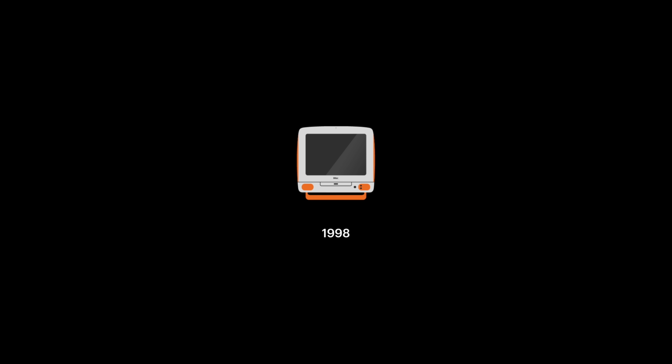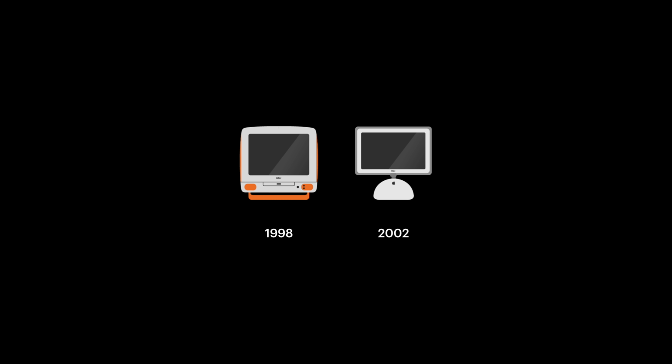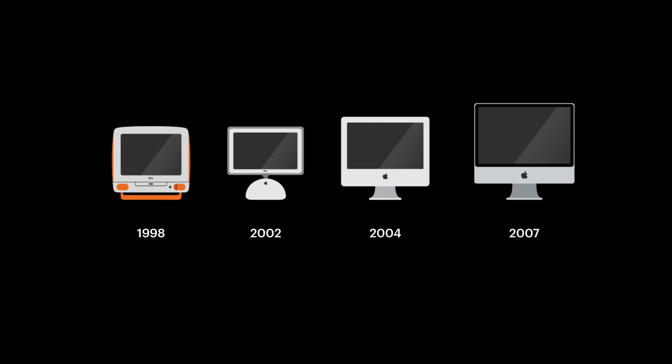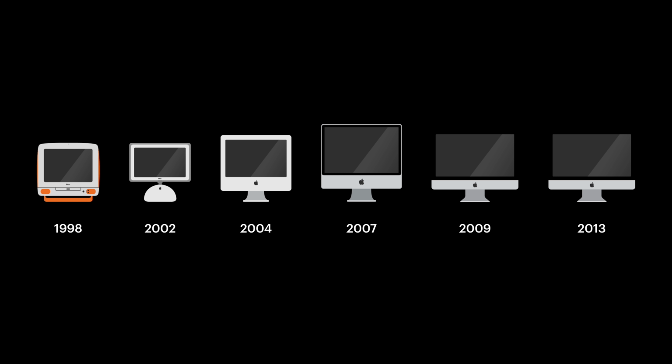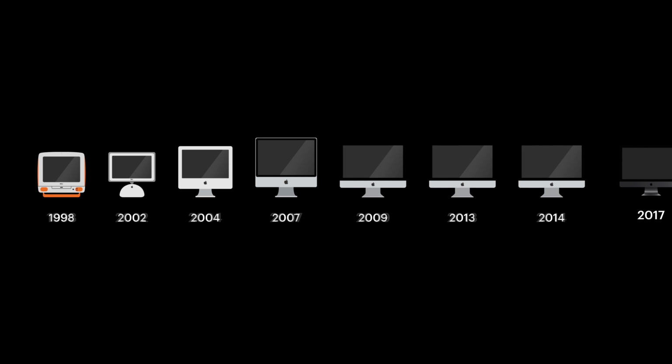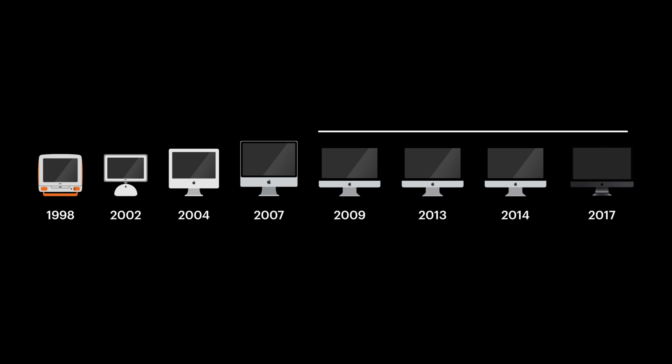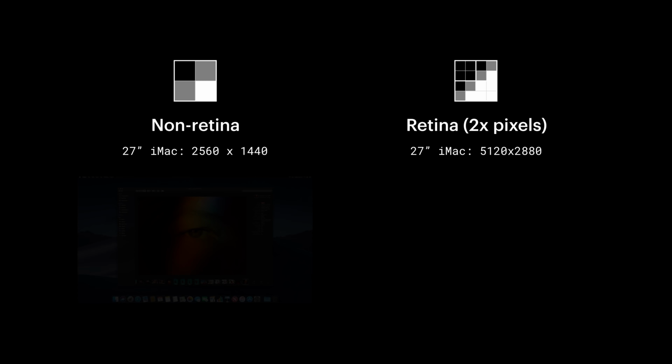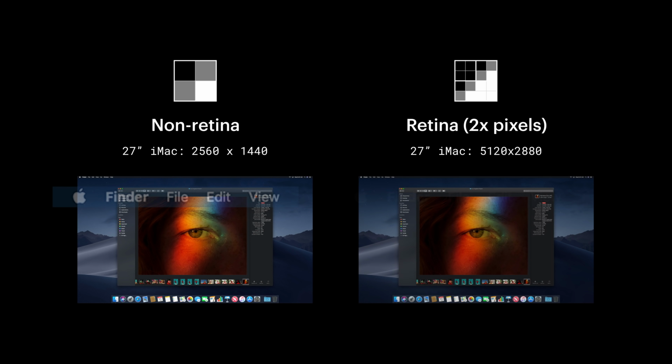Behold, an iMac, an all-in-one computer launched back in 1998, and relaunched in 2002, and 2004, and 2007, 2009, 2013, and 2014, and 2017. We're going to focus on these, the 27-inch displays, which is a fairly common display size. These are 2560 by 1440. For the Retina displays, each dimension is doubled, but the size of everything on screen is generally the same, just higher pixel density.